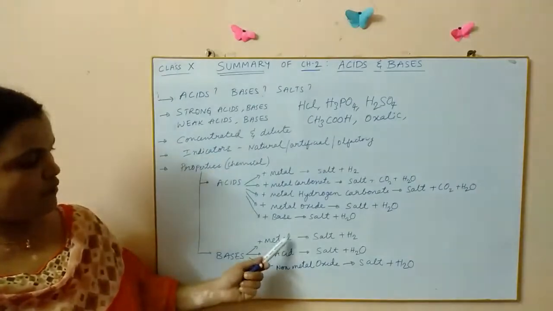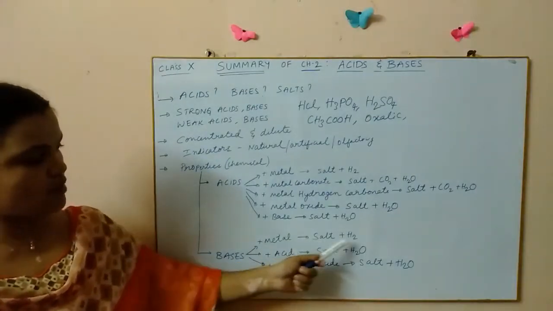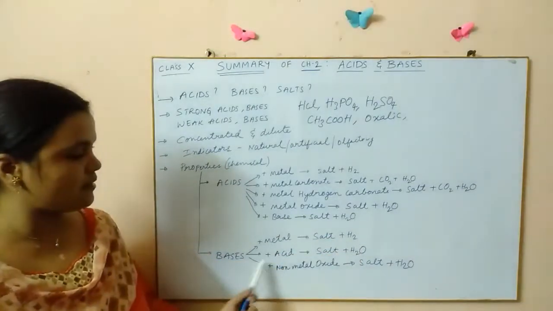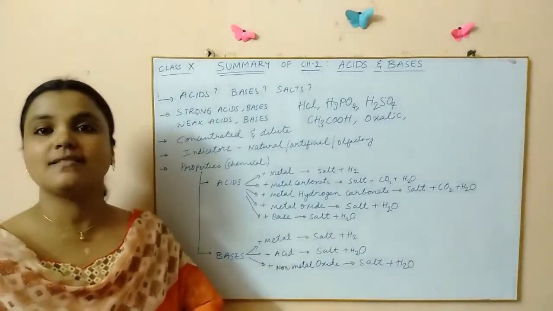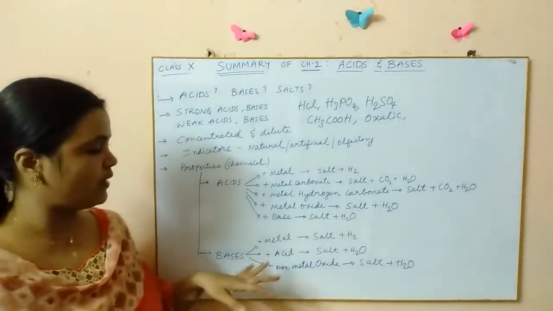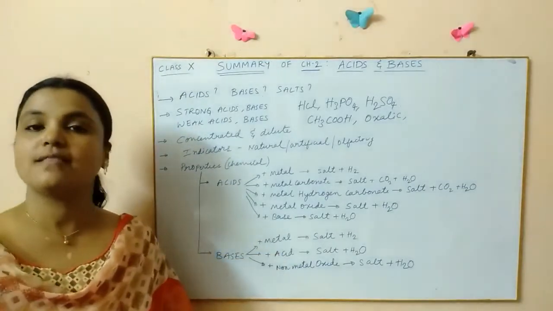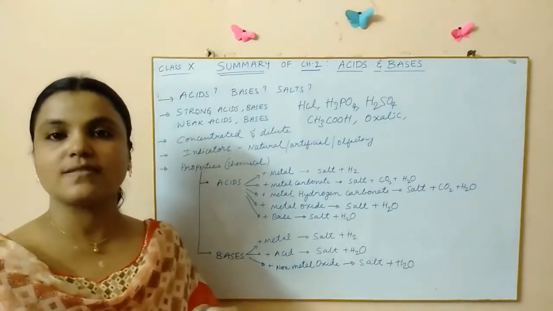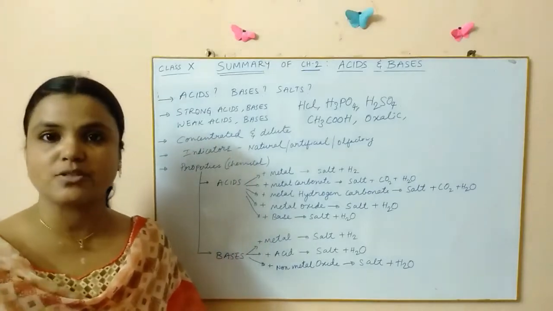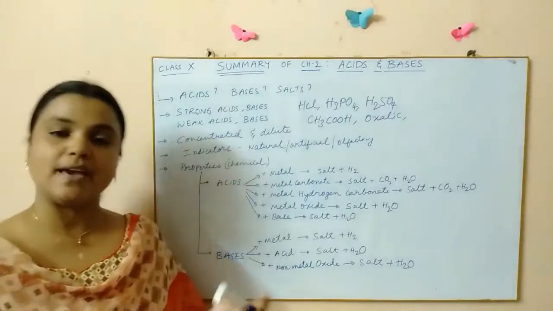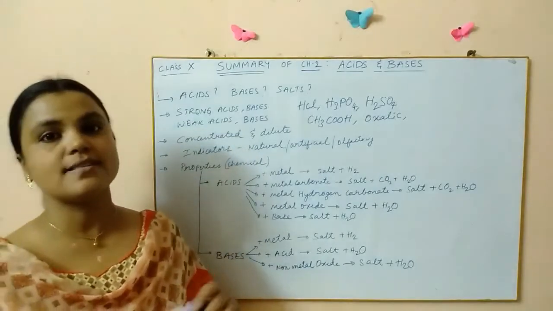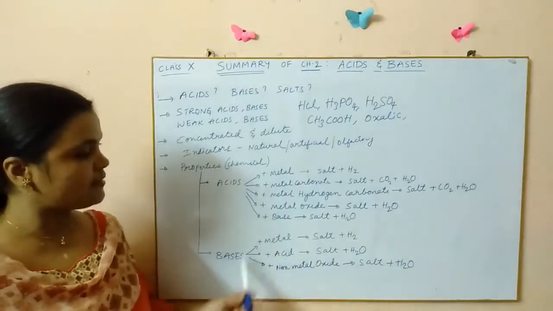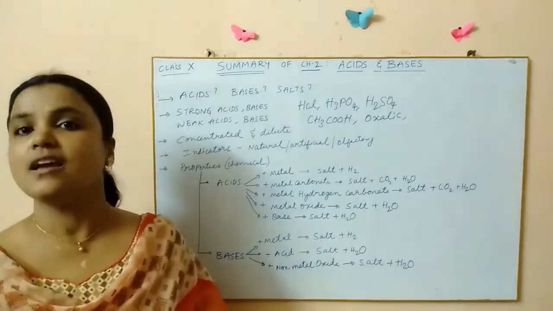Bases also, when they react with a metal, form salt and water, and hydrogen gas is released here, children. Whenever bases react with metals like zinc or aluminium, because they are called amphoteric oxides, amphoteric substances. Zinc oxide and aluminium oxide are called amphoteric substances because with bases they act like acids, and with acids they act like bases. So they are called amphoteric substances. Again, that's the reason why salt and hydrogen gas is released here.